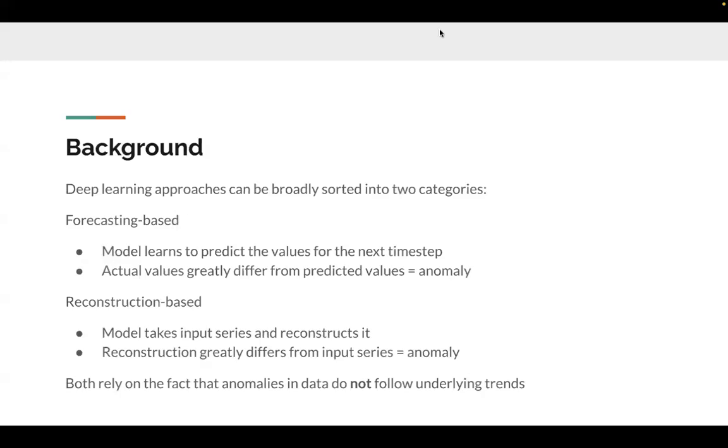Essentially, it tries to learn the data set. Anomalies by their nature do not follow the general trends or patterns of the input time series. So when the model tries to predict or reconstruct these, it will be way off and it's an anomaly.